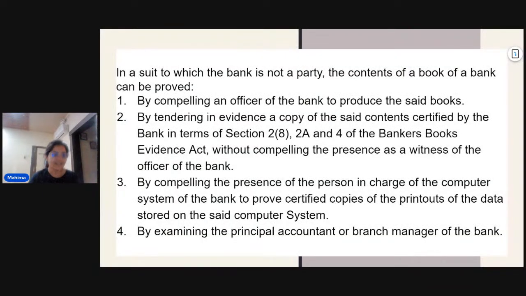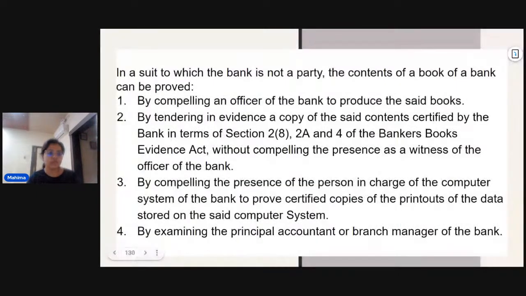It was a question meant to confuse. In a suit to which the bank is not a party, the contents of the book of a bank can be proved by compelling an officer of the bank to produce the said books, by tendering in evidence a copy of the said contents certified by the bank in terms of Sections 2A and 4 of the Bankers' Books Evidence Act without compelling the presence as a witness of the officer of the bank, by compelling the presence of the person in charge of the computer system of the bank to prove certified copies of the printouts of the data stored on the said computer system, by examining the principal accountant or branch manager of the bank.